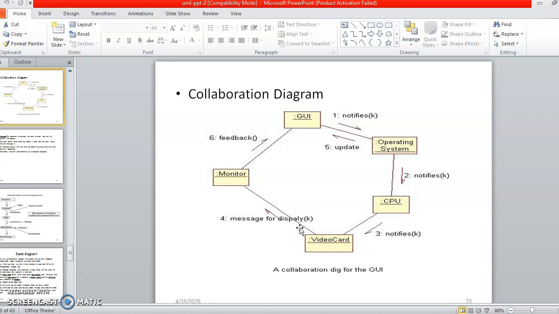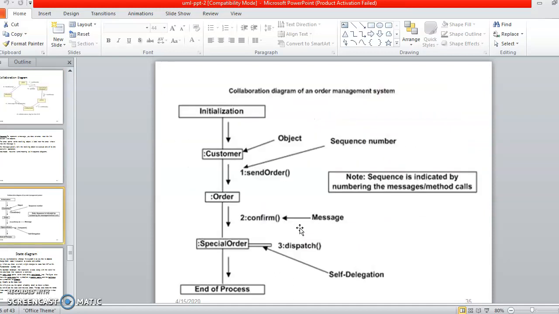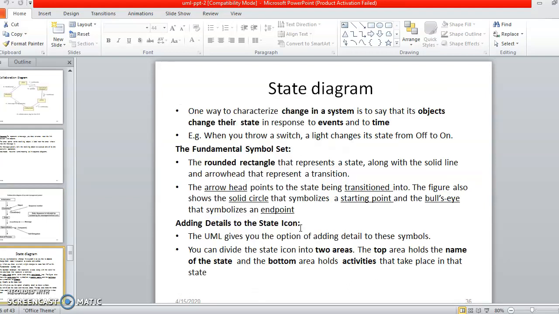The actual flow of the diagram is from the first to the sixth activity. One more example on the basis of the collaboration diagram. Last one is the state diagram.